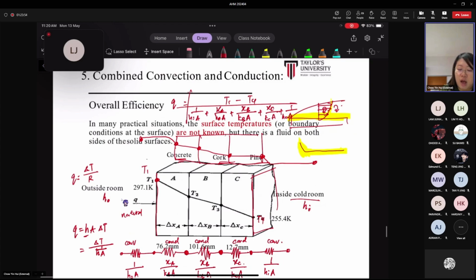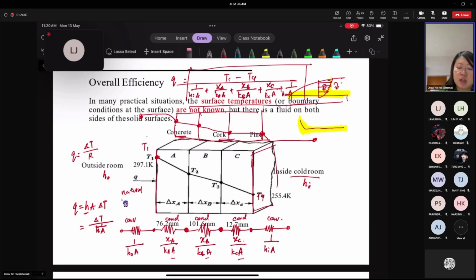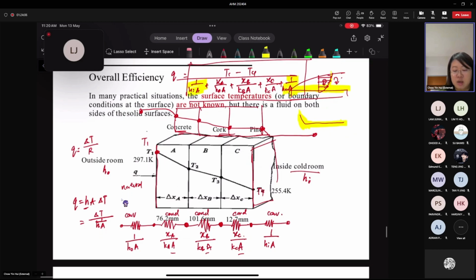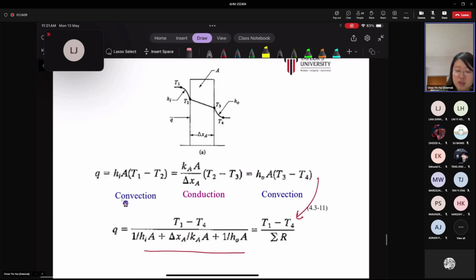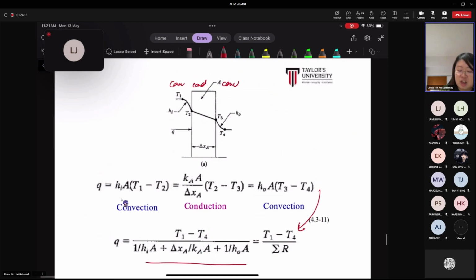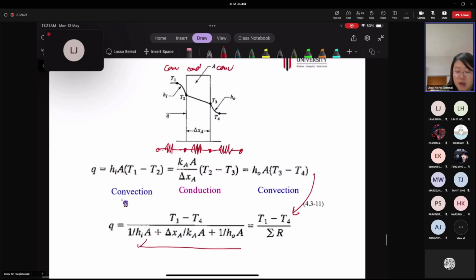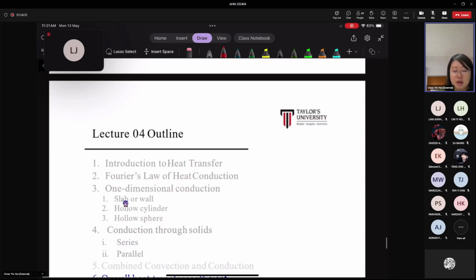Right, so if you have multiple layers in series where conduction occurs and then convection occurs at each surface, on each side of the surface, then it looks like this. So this is conduction and then convection. If you draw the thermal resistance network, there would be three resistance terms: one for heat transfer by convection, one for heat transfer by conduction, and one for heat transfer by convection.